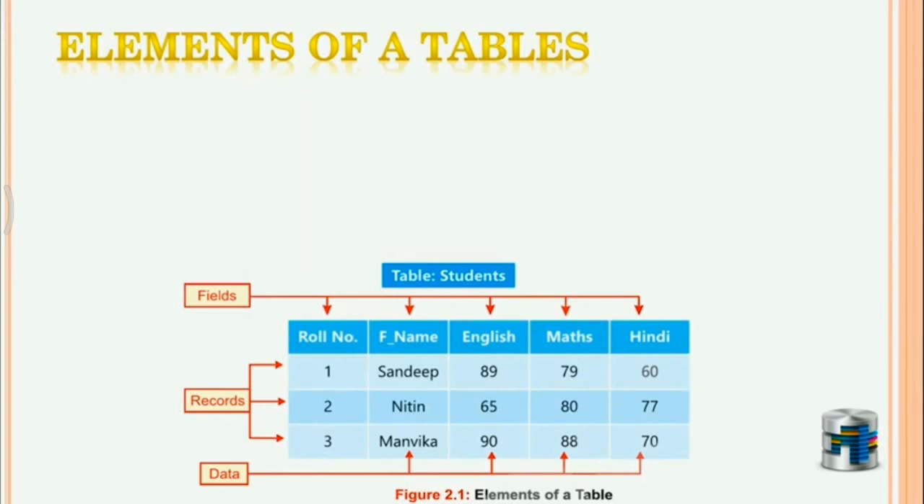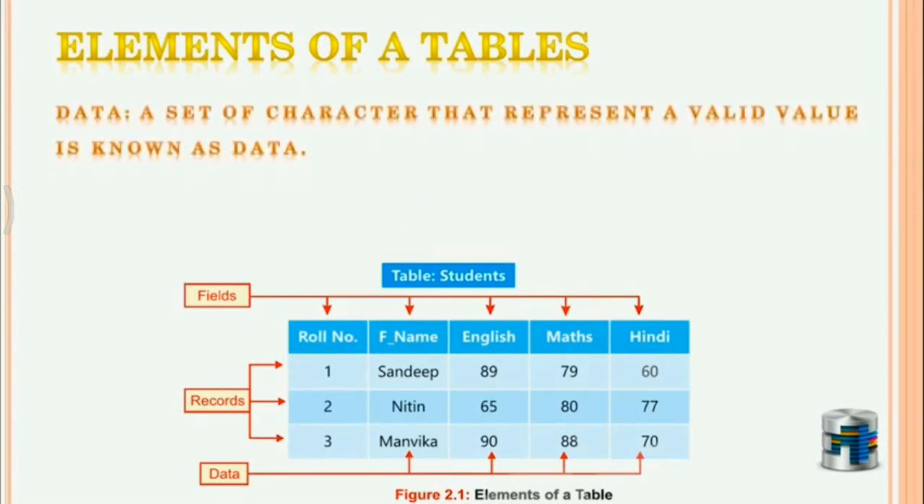Look at here, some fields are there: roll number, name, English, maths, and Hindi. So a field is a column in the table and refers to the specific category to organize and define data. Data refers to the values that are entered in the cells of the table.